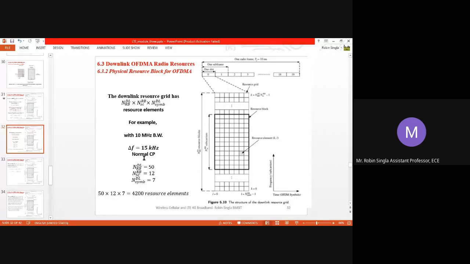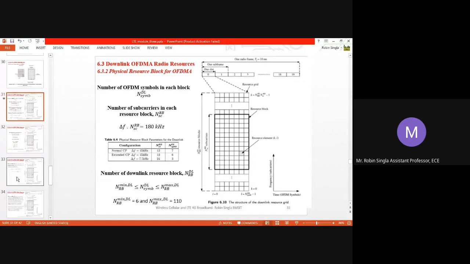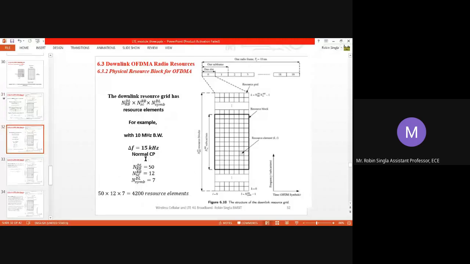And the total number of subcarriers is equal to 180 by 15 kilohertz, so it is 12. And it is a normal CP, so the total number of symbols is 7. Now the total number of resource elements in this particular resource grid for this example is 50 times 12 times 7, which is 4,200 resource elements.